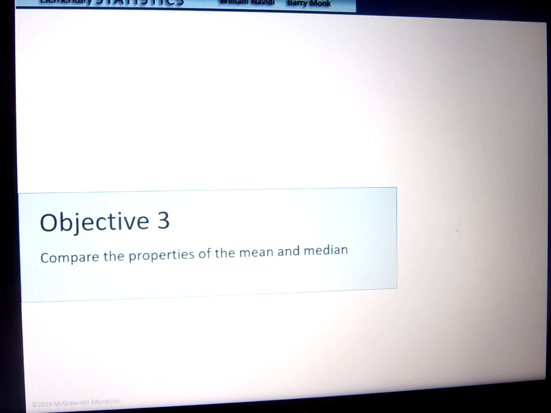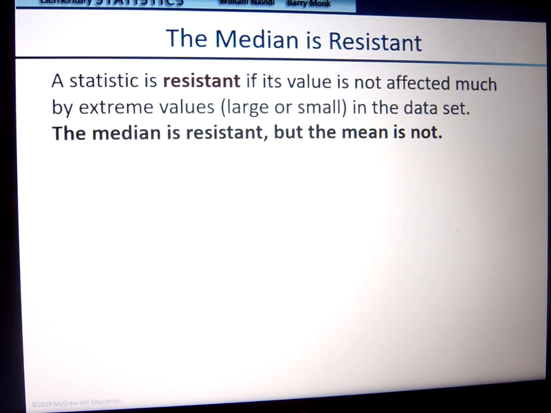Now let's compare the properties of the mean and the median. Resistant. If you're resistant to something, then you're really not affected by it much. We use resistant when we talk about statistics. If it's not affected by extreme values, very large or very small values in the data set, the median is resistant, which means it's not really affected by them, but the mean is not resistant and is affected by very large or very small numbers in the data set.